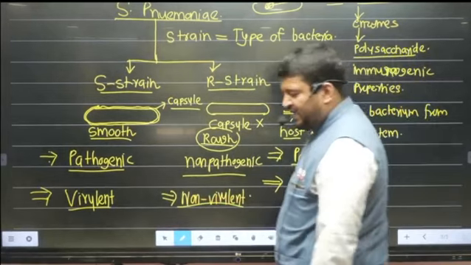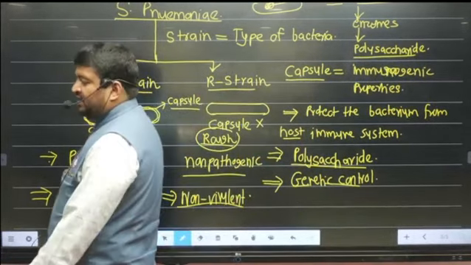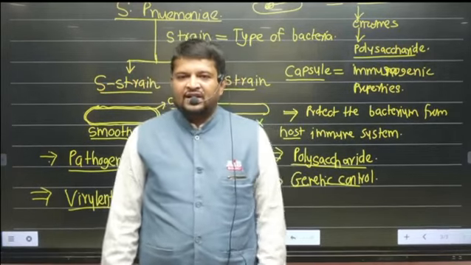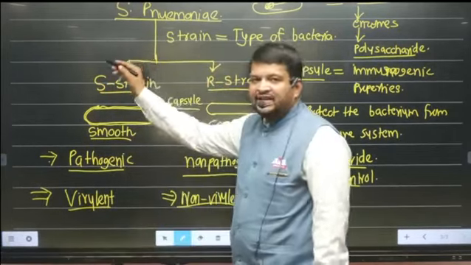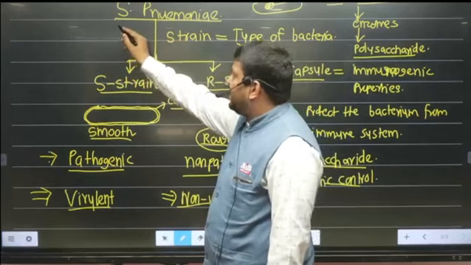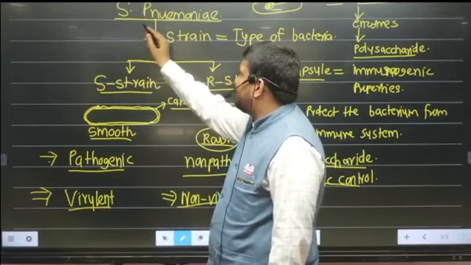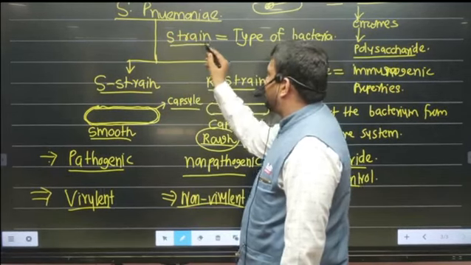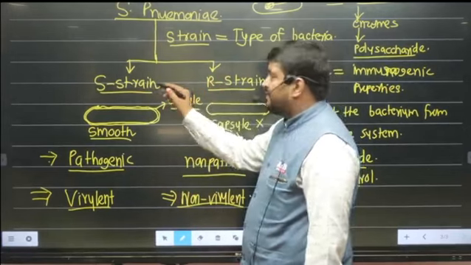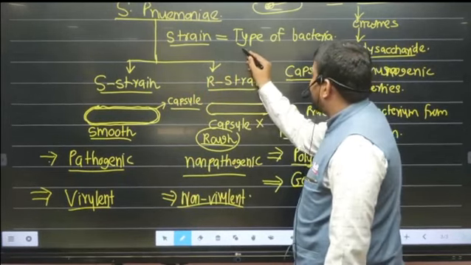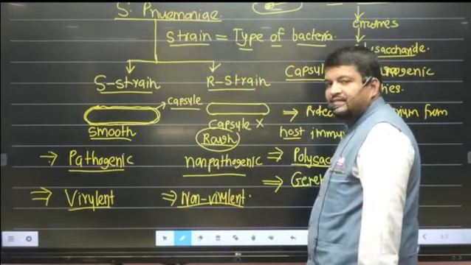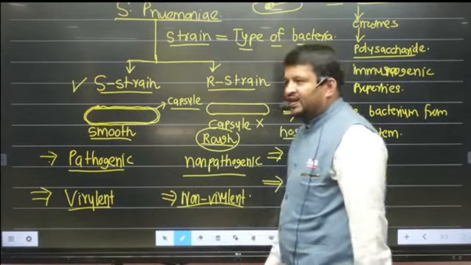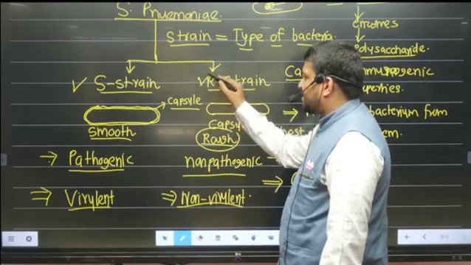So I will repeat again. The Griffith experiment was performed by a medical officer, Frederick Griffith, and for his research work he used the bacterial species called Streptococcus pneumoniae. In Streptococcus pneumoniae, two strains are there. Strain simply means the type of bacteria. The first strain is the S strain. The second strain is the R strain.